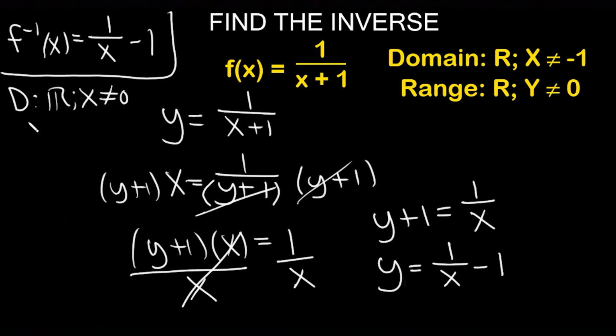And now doing my range, all I have to do is look at the domain of the original. It was all real numbers, right? Except what? X cannot be equal to negative 1. Since I'm talking about the range here, I'm going to say y cannot be equal to negative 1. All right, and there it is.